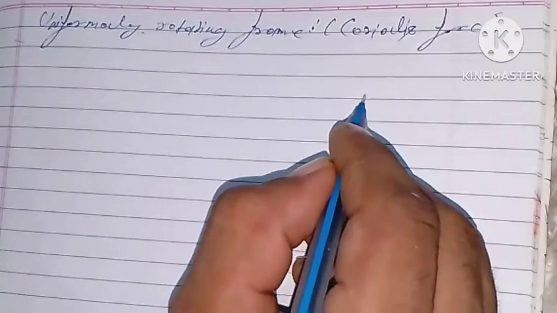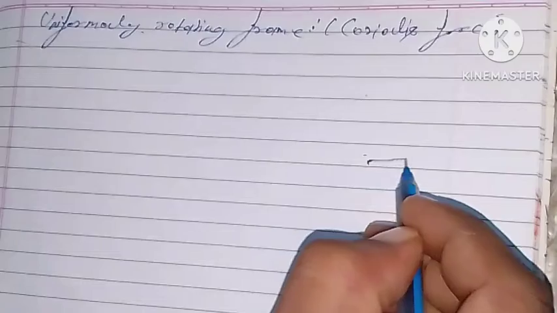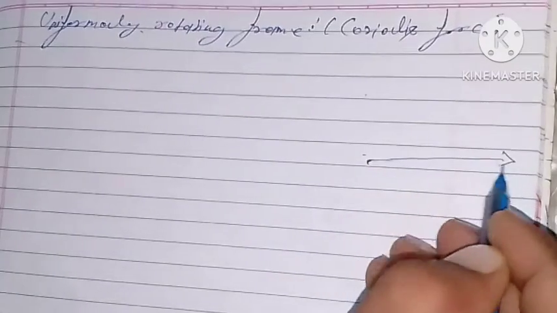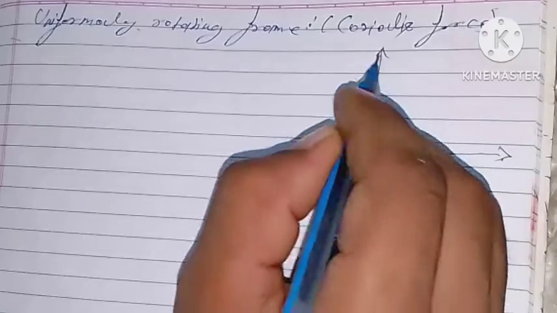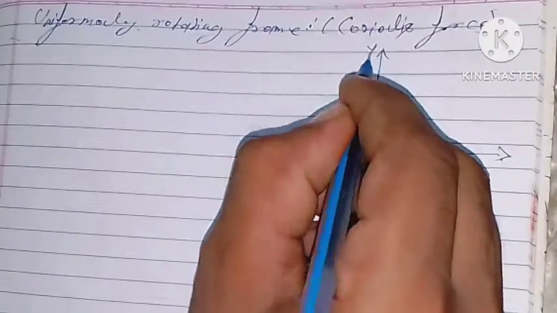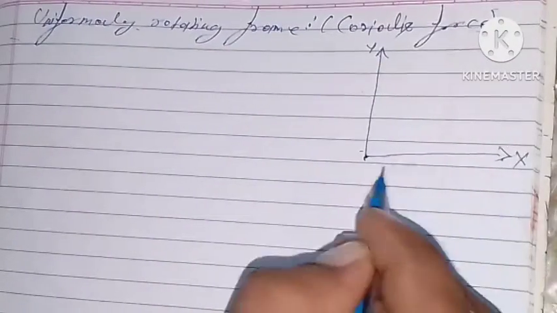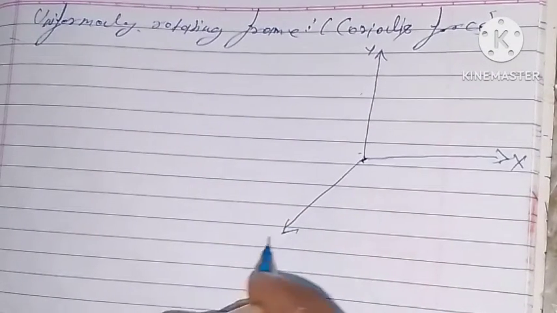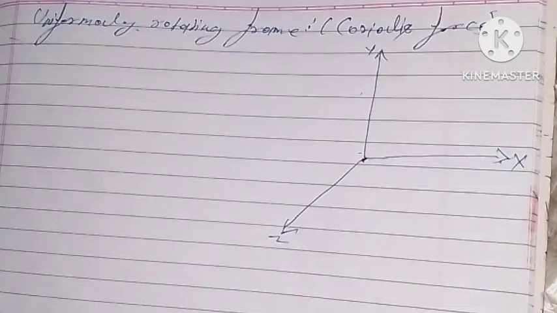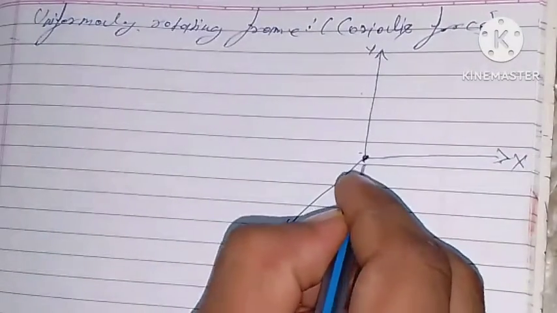This is the x-axis, this is the y-axis, and this is the z-axis. This is the origin point O.